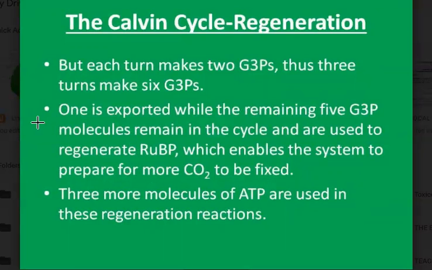Each 3 turns makes 6 G3Ps. One is exported while the remaining 5 G3P molecules remain in the cycle and are used to regenerate RuBP, which enables the system to prepare for more carbon dioxide to be fixed. 3 more molecules of ATP are used in these regeneration reactions.